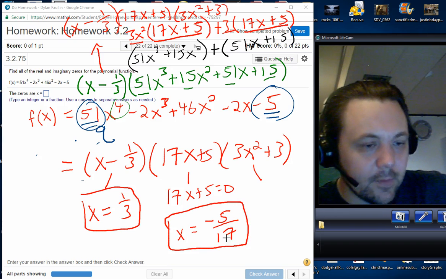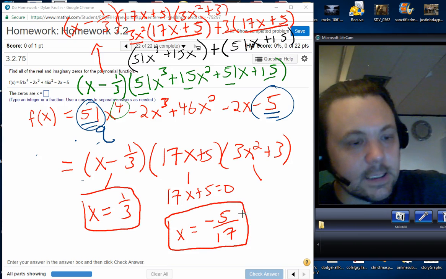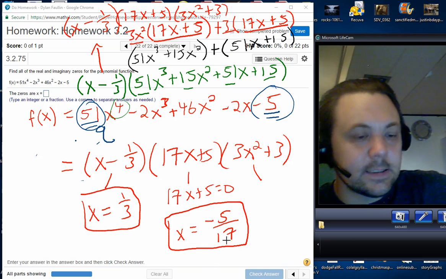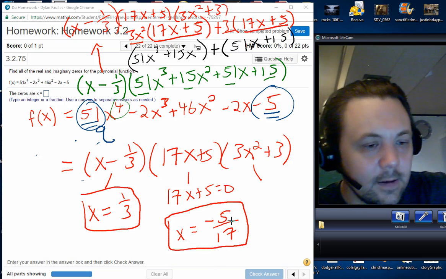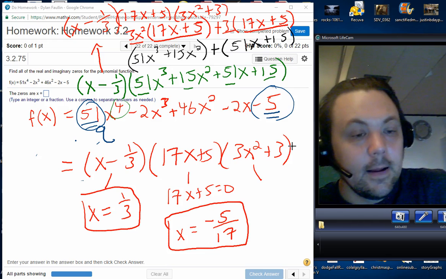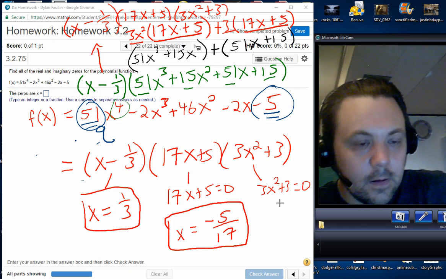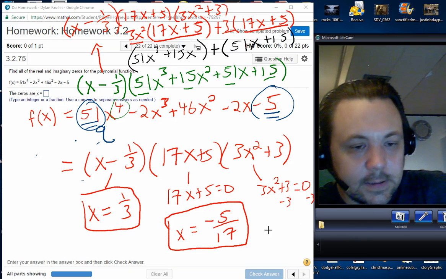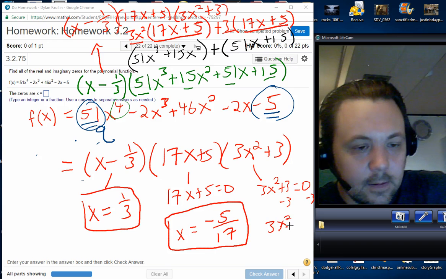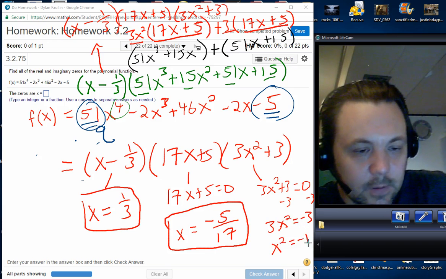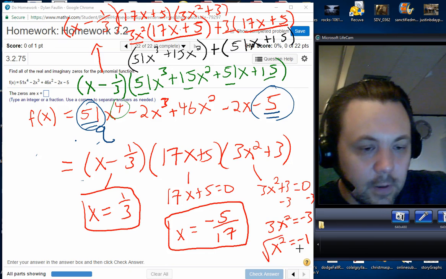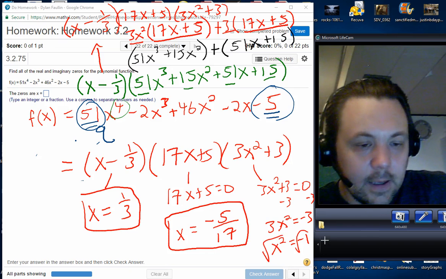You'll get negative 5 over 17, which if you go back to the list that we had, this would have been one of the numbers on the list, but it would have taken us a while to probably get around to checking that one. This one we set equal to 0. And you subtract 3 from both sides. And so you get 3x squared is equal to negative 3. Divide by 3 on both sides, you get x squared is equal to negative 1. You take the square root of both sides, and you get x equals square root of negative 1, which is i.